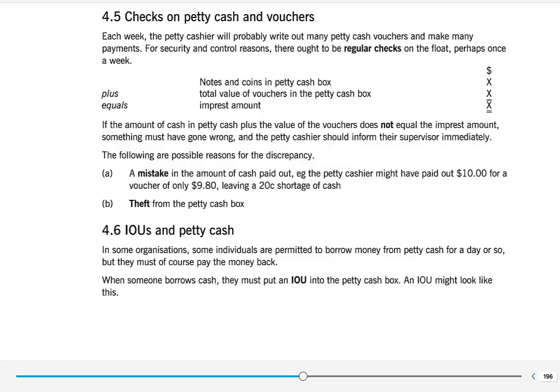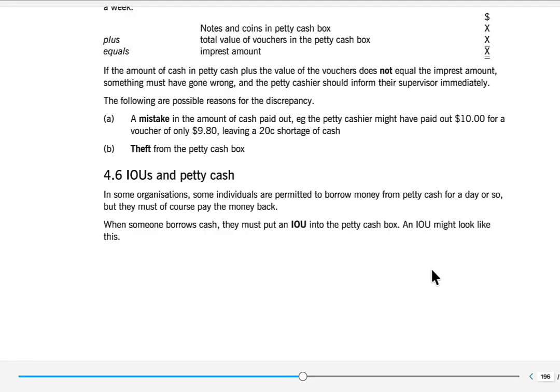If you are ready, next lesson is 4.6, which is about IOUs and petty cash. 4.6. IOUs and petty cash class. Now we are learning a very important warning lesson. This lesson is about something that can destroy the control of petty cash if the business allows it. It is called an IOU.